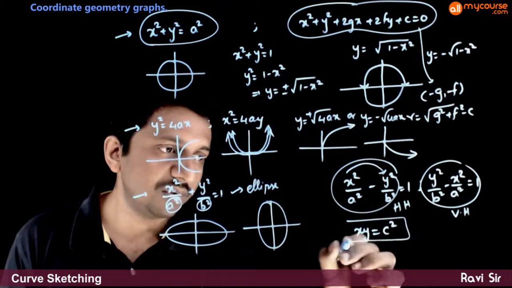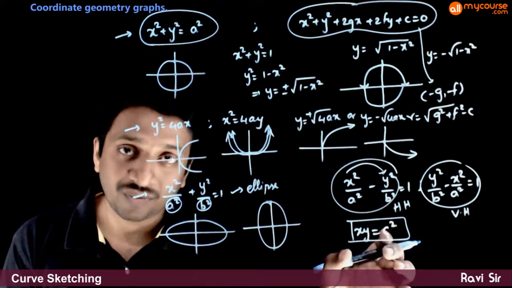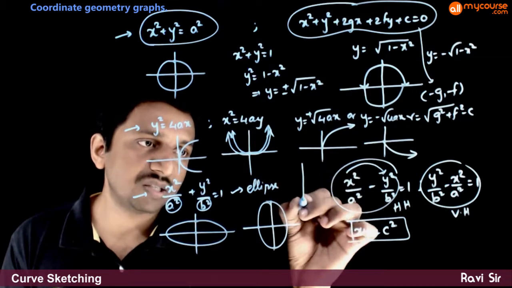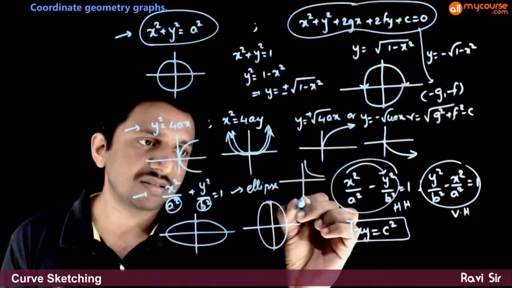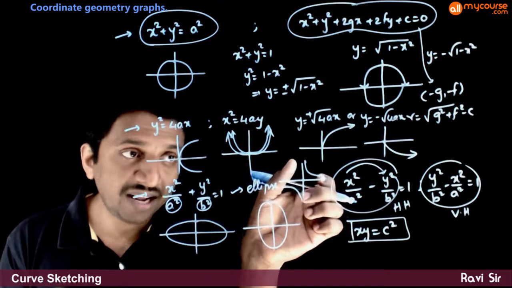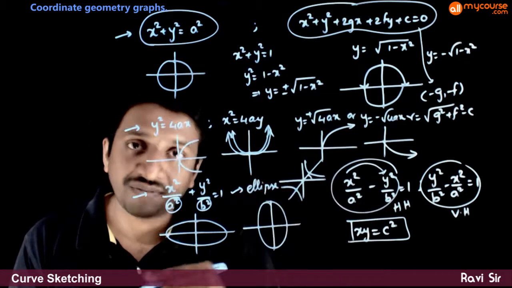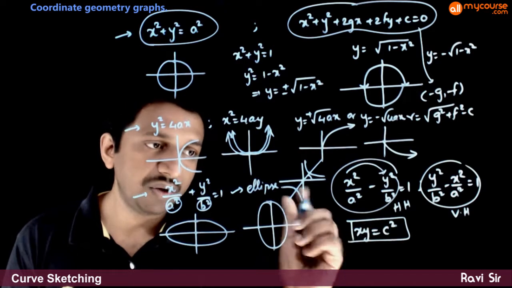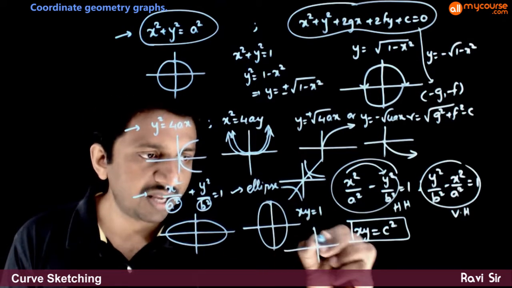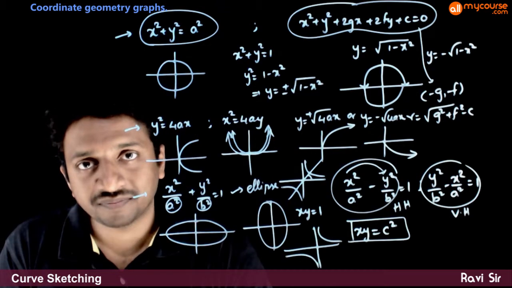And xy is equal to c square represents a rectangular hyperbola for which the coordinate axes are the asymptotes. So xy is equal to c square. The graph looks like this. X-axis and y-axis are asymptotes. This is a rectangular hyperbola whose axis is inclined at an angle of 45 degrees with the coordinate axis. So for example, if you want to draw the graph of xy is equal to 1, just need to draw the graph like this. That's how the graph of xy is equal to 1 looks like.